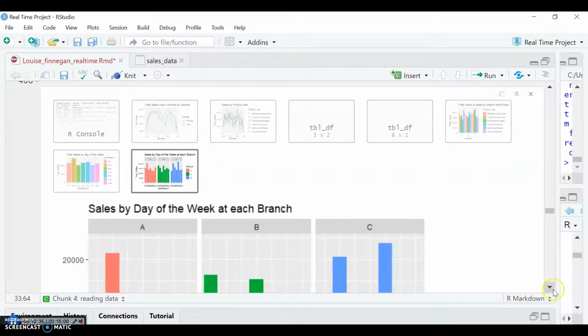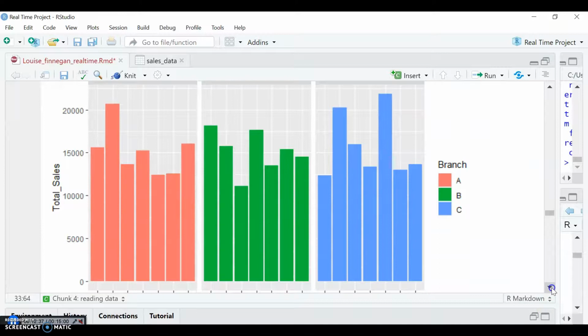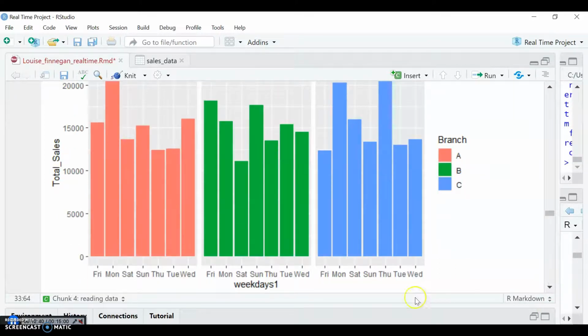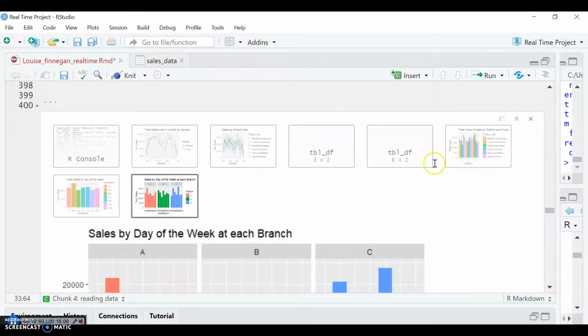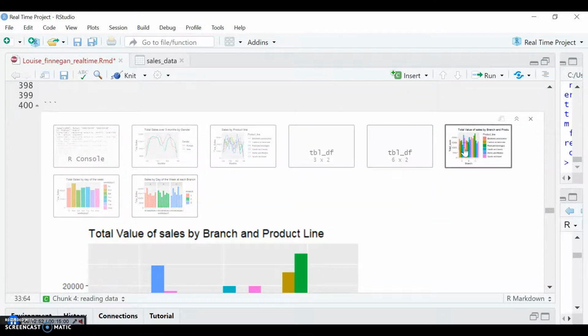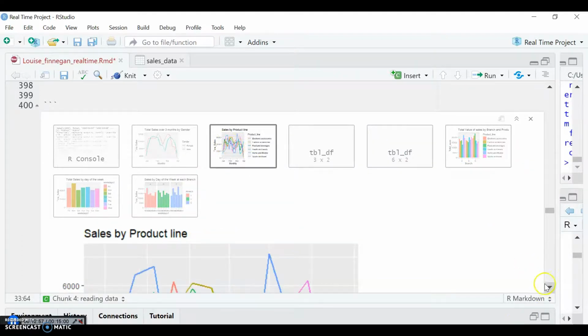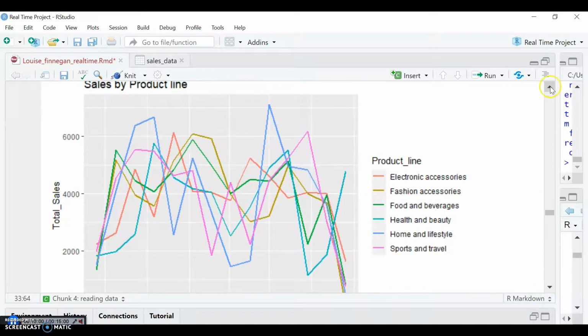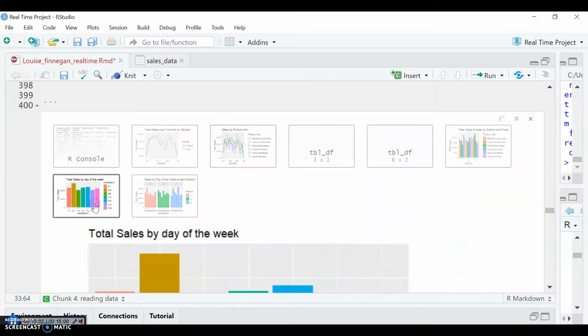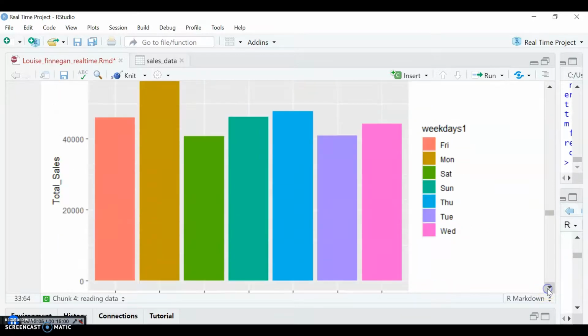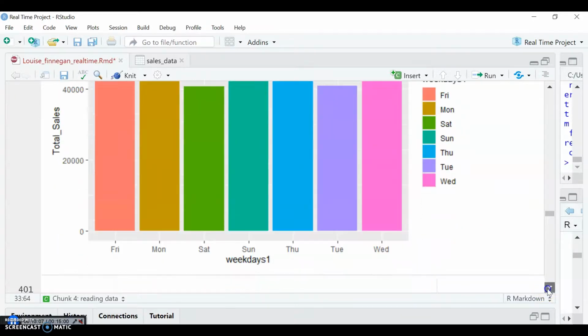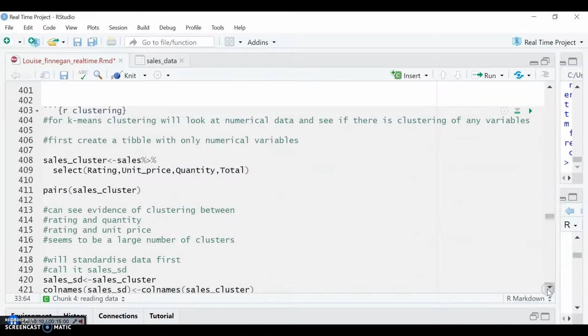A couple of things that I looked at by day of the week. Each branch has a particularly busy day. Branch C, we can see the busiest day for sales is on Thursdays, followed by Mondays. We can see that Monday is quite busy in branch A. I also then looked at the value of sales across the branches and product lines. And I also looked at what's happening to the products over time, which I featured in the time series, so I'll discuss it there. Also looking at total value of sales by days of the week across all three branches together, we can see that Monday is the most lucrative day.